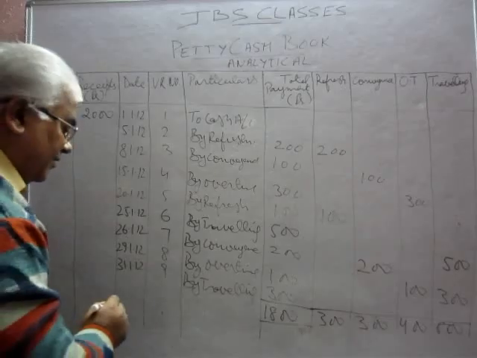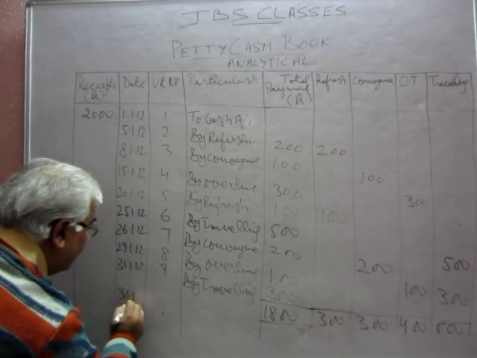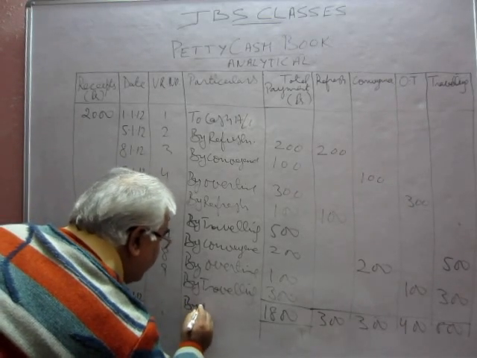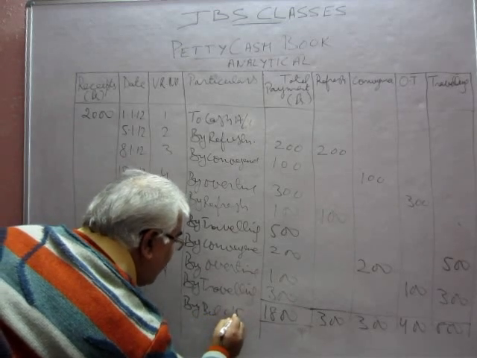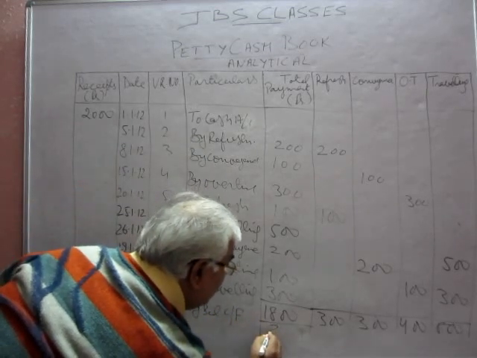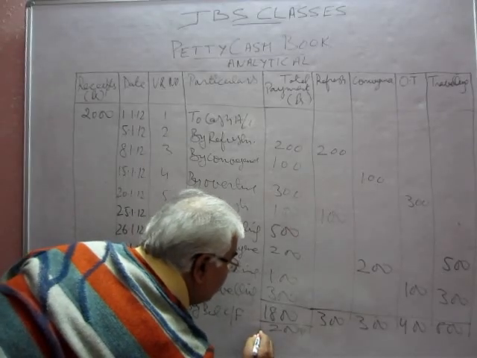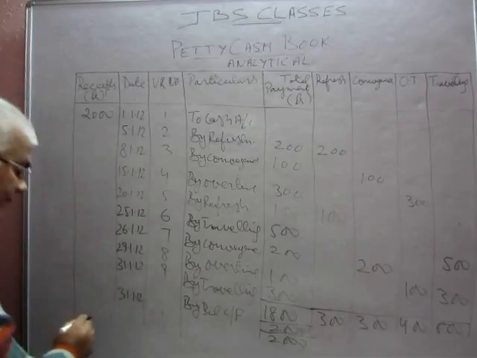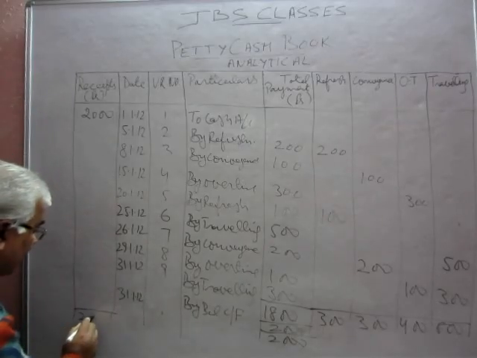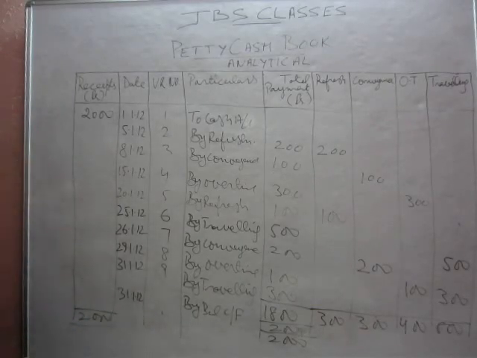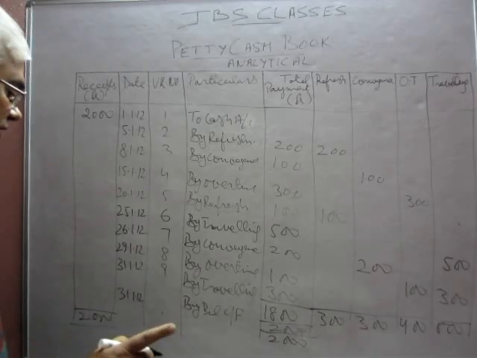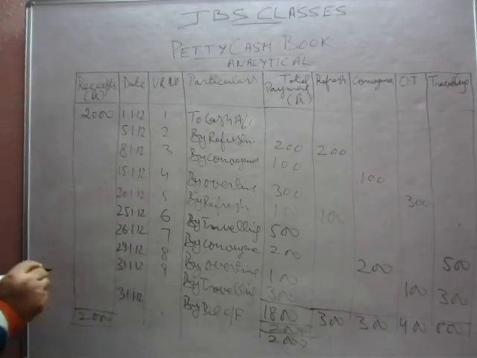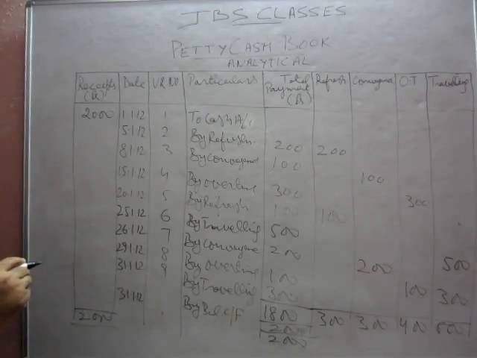So on this date he will write by balance carried forward 200 rupees. So it will become 2000 here and 2000 here. Now on 1st February, he will bring down this 200 rupees and it will be like this.